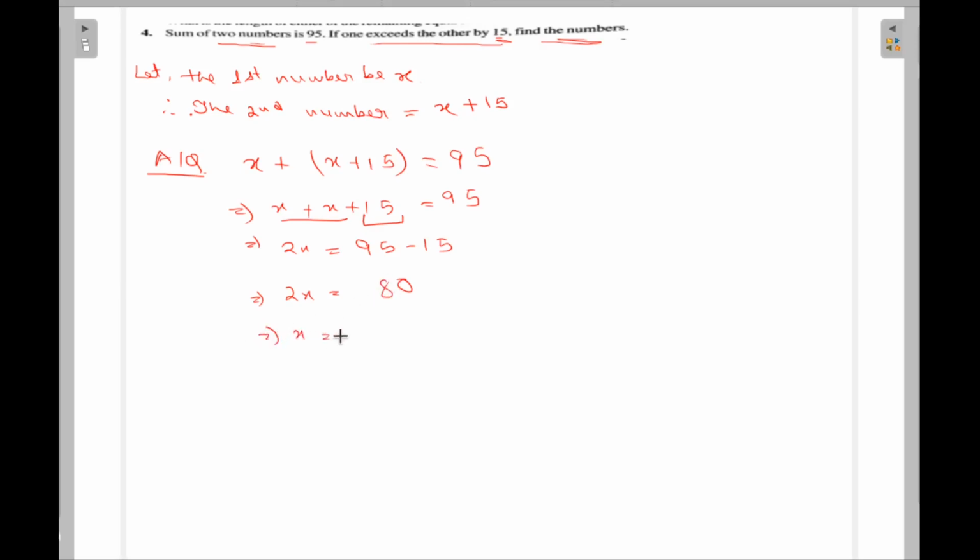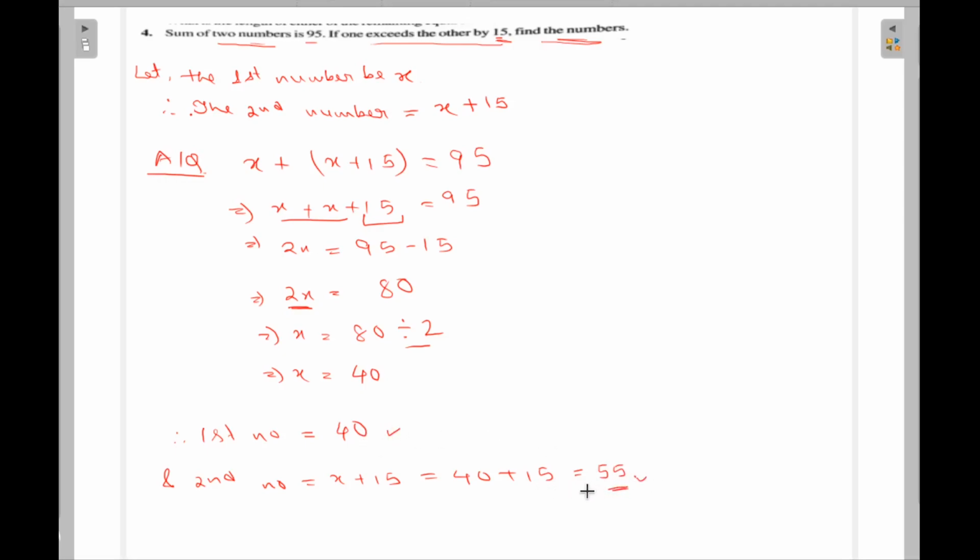So x equals 80 divided by 2, so x equals 40. As 2 is in multiplication form, we are taking it to the other side, so divided by 2. Therefore, the first number is 40 and the second number is x plus 15. We put the value of x, that means 40 plus 15, which equals 55. So the first number is 40 and the other number is 55.